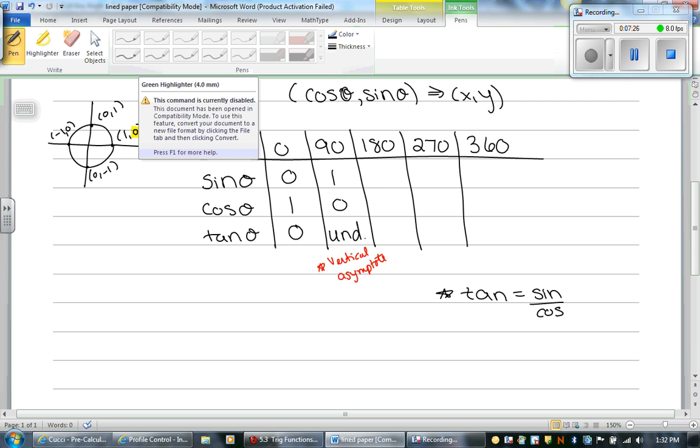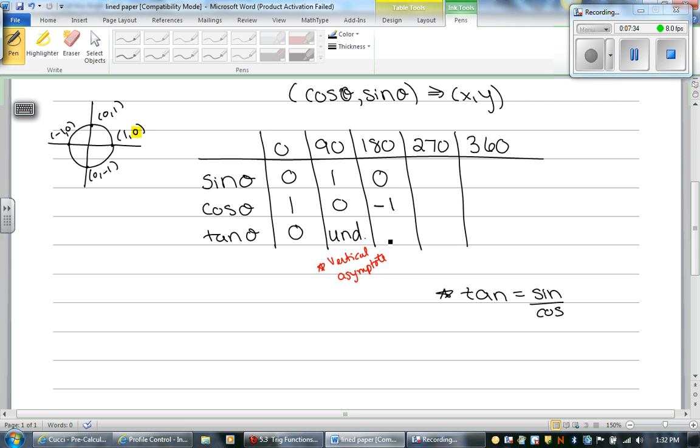Okay, 180 degrees. Sine is 0. Notice the pattern, 0, 1, 0. Cosine, negative 1. And then again, 0. 270, sine negative 1. Cosine, 0. Tangent, undefined. So 0, 1, 0, negative 1, 0. Now, 0 and 360 are going to be the same because they're the same point. All right, so those are our values. And these you should really know off the top of your head.